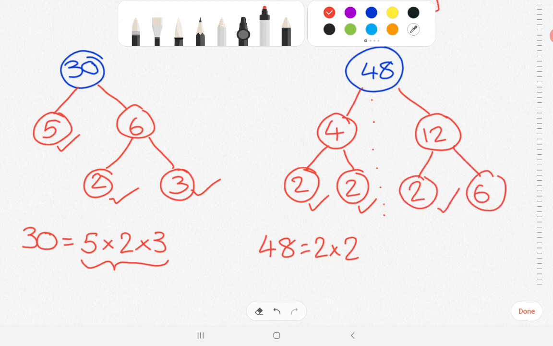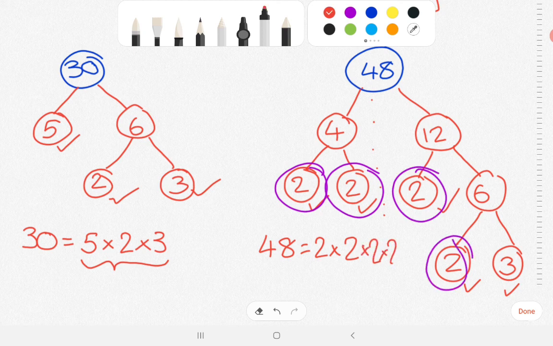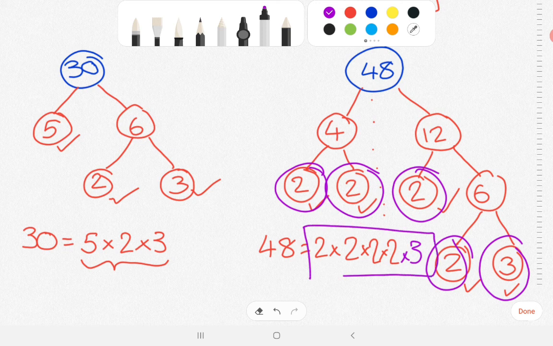Now, 2 is a prime number, so we can stop there, but 6 isn't. So we need to keep going with this 6. You can see why they call these trees, they're kind of upside down trees, because they have all these branches that just keep going. 6, though, is 2 times 3. We've seen that already. And so now we're finished. So to do the prime decomposition, we've got 1, 2, 3, 4 2's. So I need to add a couple more in here. And then we finish off with a 3. Okay. So that is what 48 would be as prime decomposition.